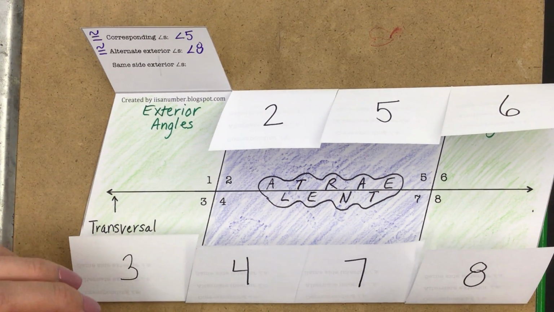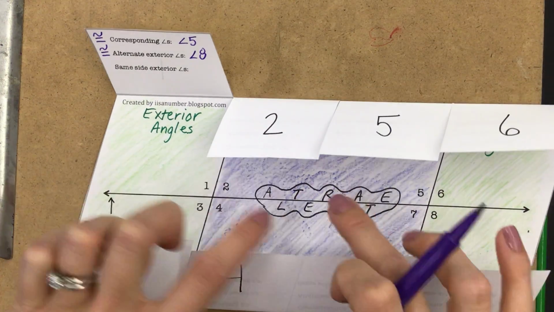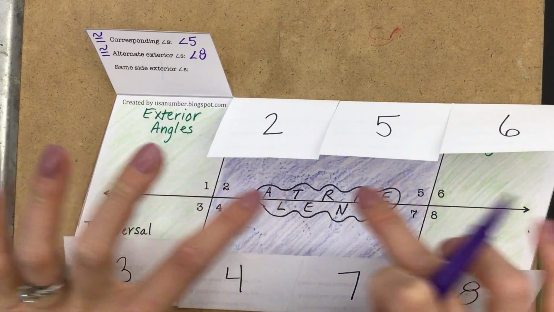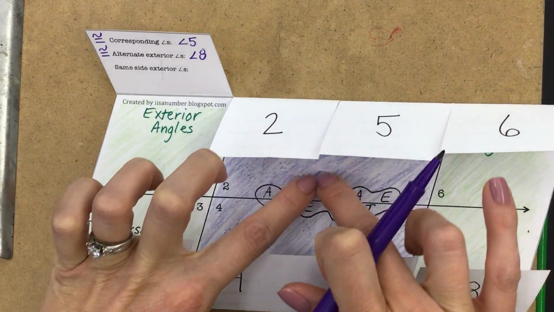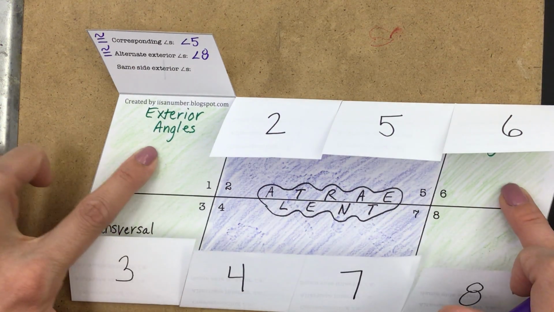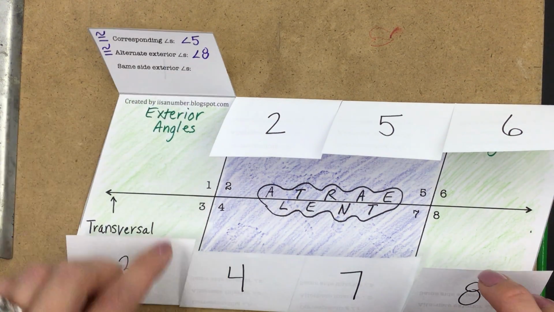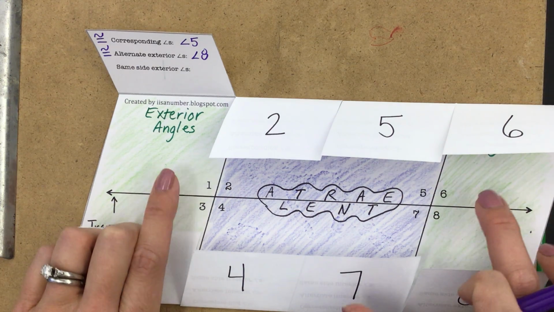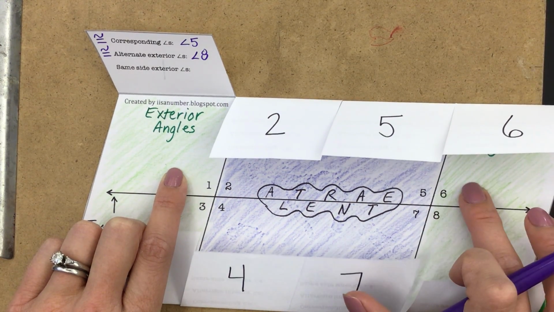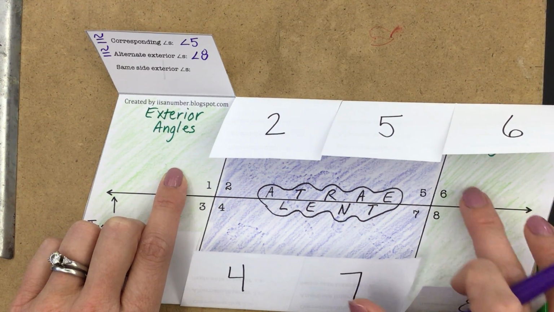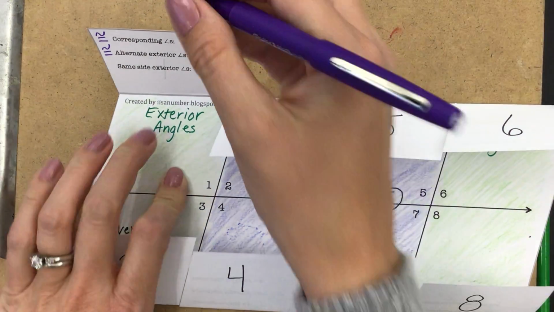Same side exterior. Well, same side just means instead of alternating, it's on the same side as the transversal. So since 1's up here, then these are all the same side angles, and we want same side exterior. So we want the angle that's on the same side and it's on the outside of our parallel lines. So that would be angle 6 here.